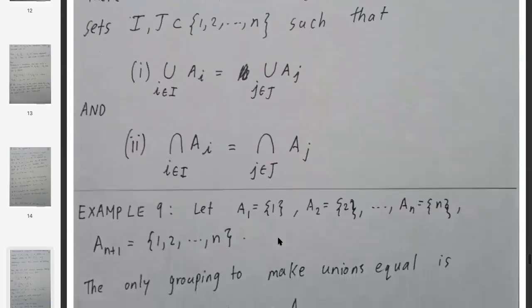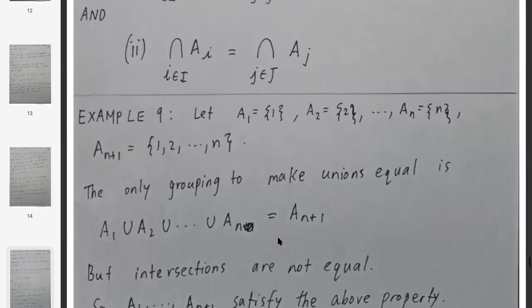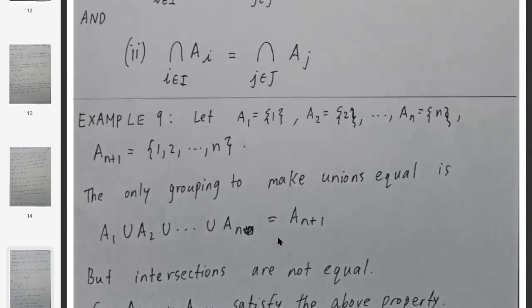Okay. So let us look at an example to see what the condition means. Example 9: let a1 equal 1, a2 equal 2, an equal n, and an plus 1 equal 1 to n. Now note that the only possible grouping to make the unions equal is if we take all of a1 to an on one side and an plus 1 on the other side. That is, a1 union a2 union an is equal to an plus 1.